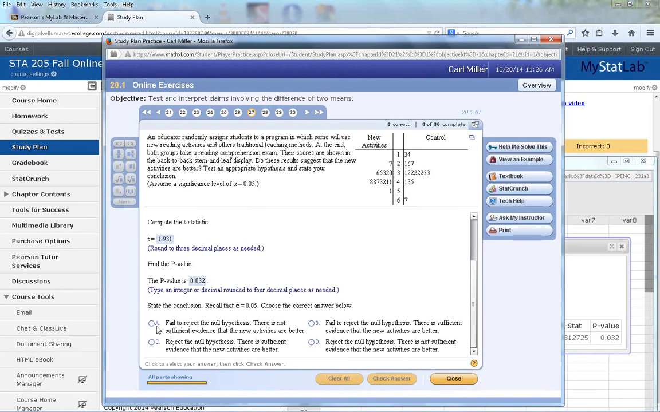So I can eliminate A and B. So it's either got to be C or D. There is sufficient evidence that the new activities are better. There is not sufficient evidence that the new activities are better. Well, if I'm rejecting the null, I am saying that the new activities are better. So answer C is going to be correct.